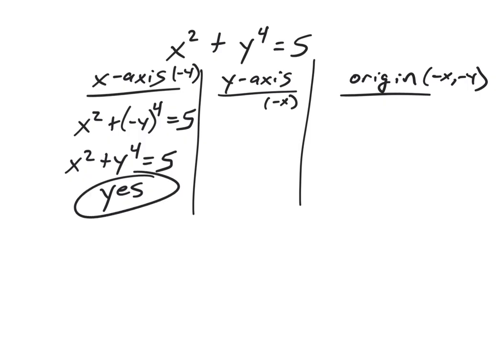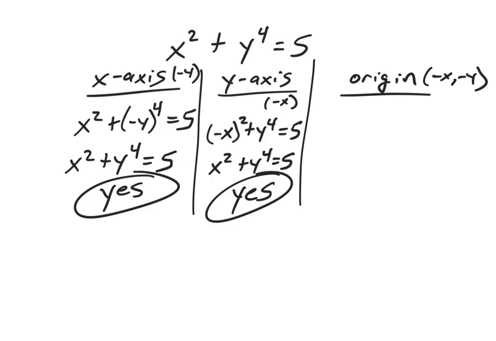Then I'm going to plug in a negative x. When I square a negative, it makes it positive. We get back to the original, so it's a yes again. The origin, we're going to do the opposite of both.